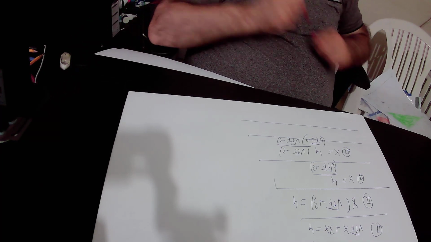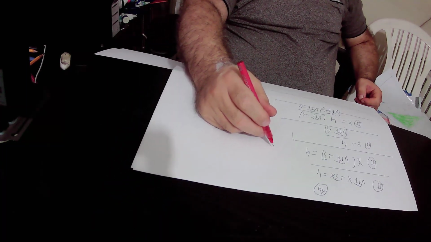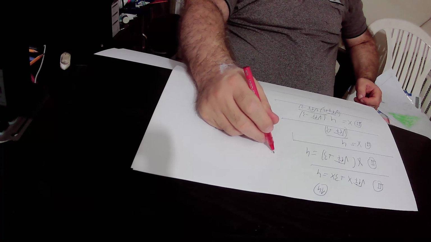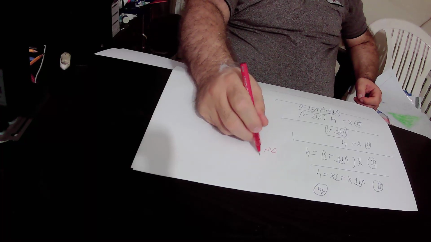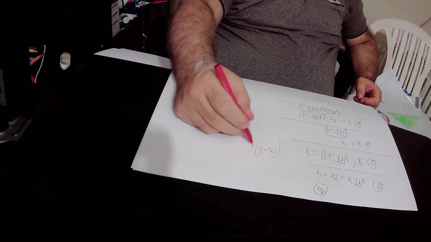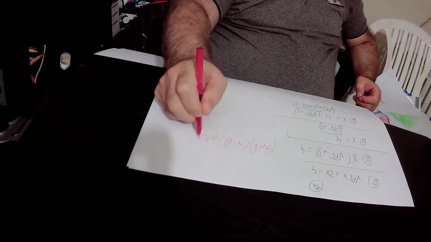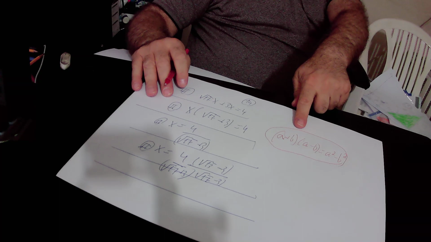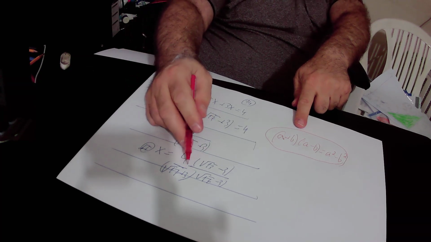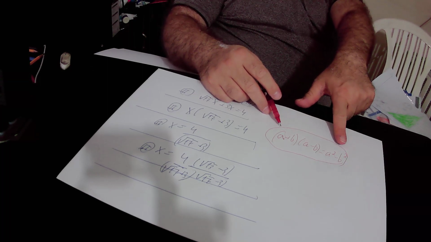As you know, the algebraic identity that (a plus b) times (a minus b) equals a squared minus b squared. Okay, we will use this algebraic identity in order to find the value of this expression. (a plus b) times (a minus b) equals a squared minus b squared.